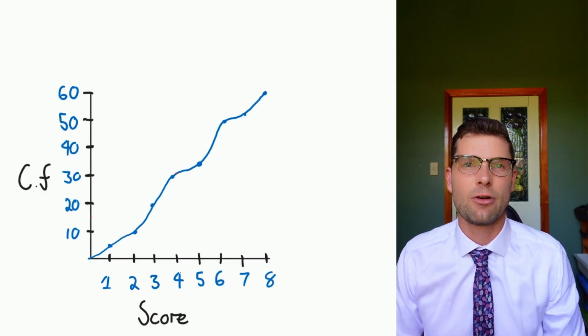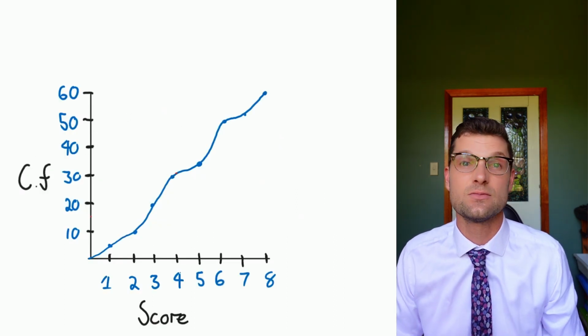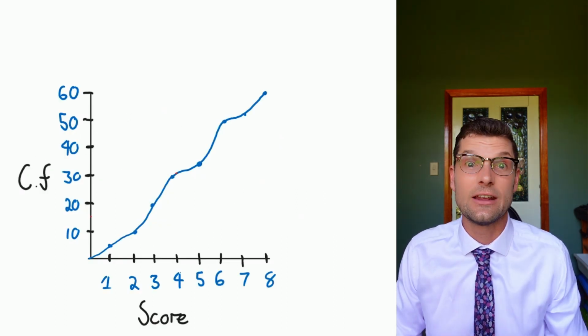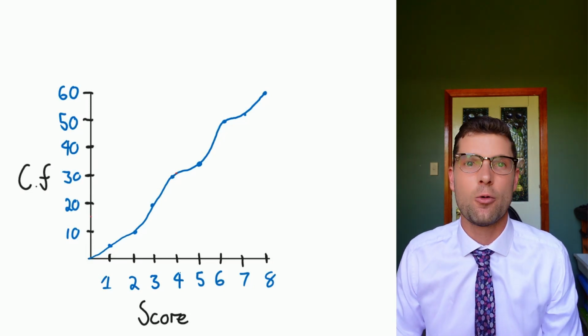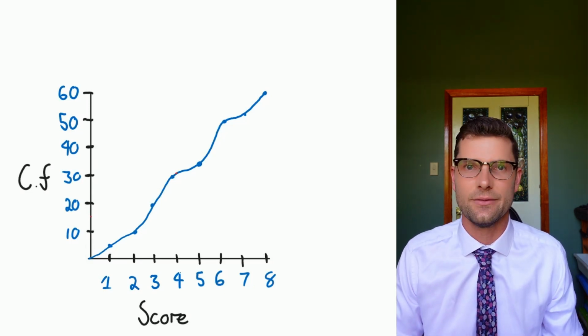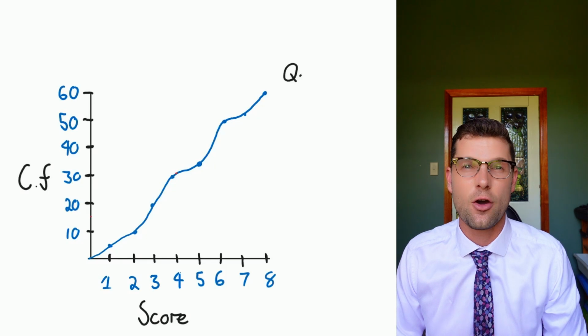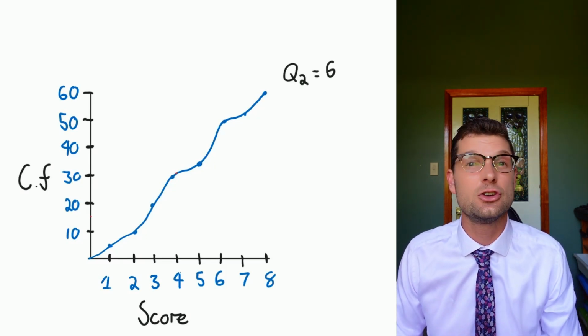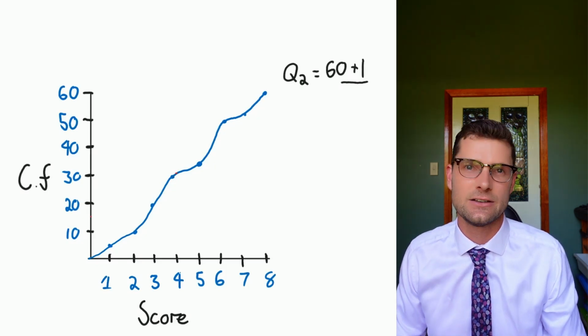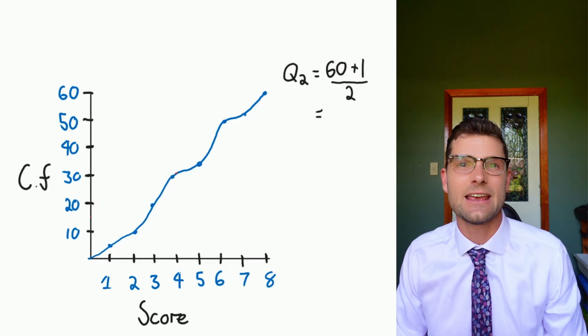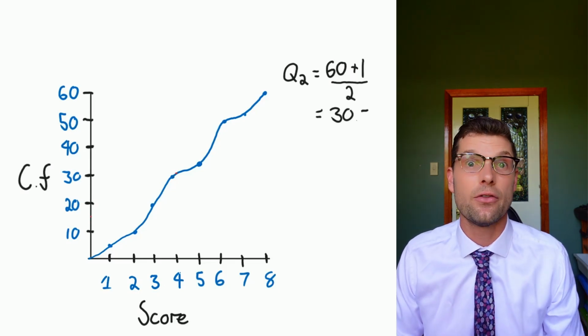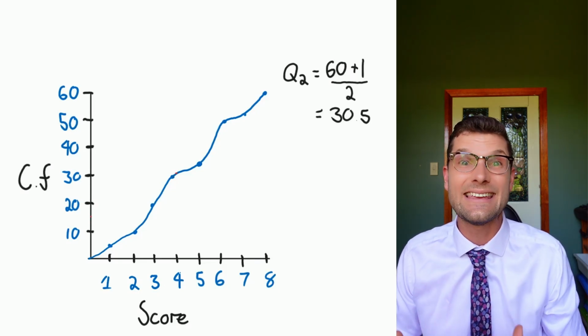So if you have a look at this graph here, we've got cumulative frequency and then some scores between 1 and 8. So we can look at the top of the graph and see straight away that we've got 60 points of data. So if we've got 60 points of data, all we have to do to find the median is use 60 plus 1 and divide that by 2. That's equal to 30.5. So now I know that the 30.5th score is the median.